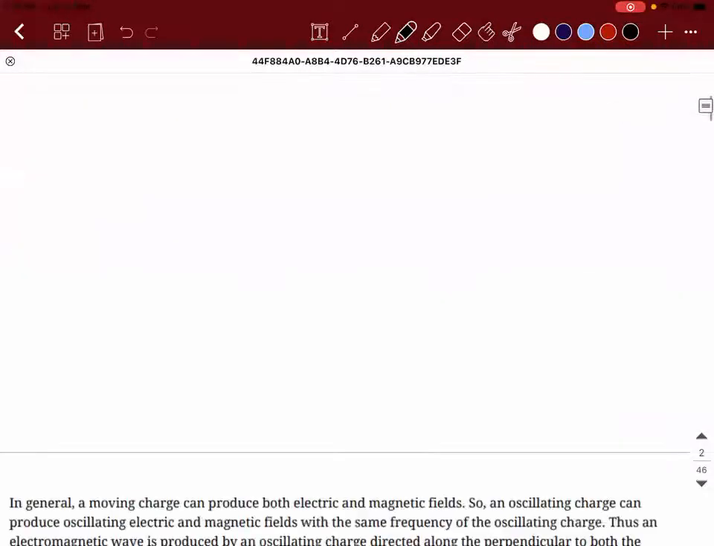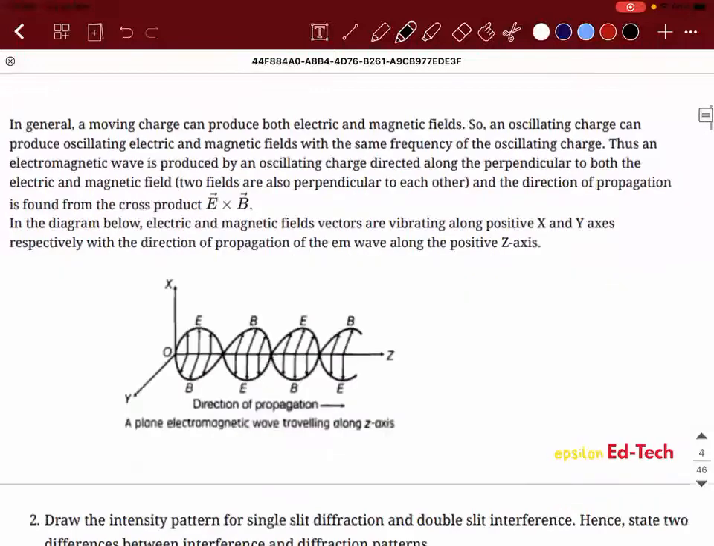So when this is the case, the z-axis will be the direction of propagation. If you take the electric field along x direction, magnetic field will be along y direction, and this is how you draw the required diagram. Electric field is along x direction, magnetic field along y, and the propagation is along z direction.